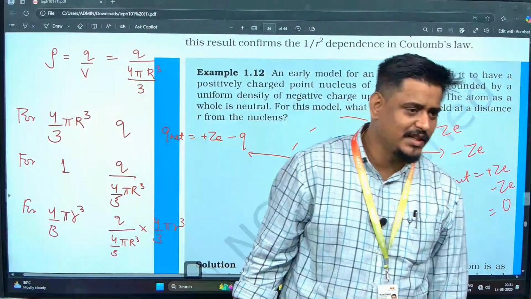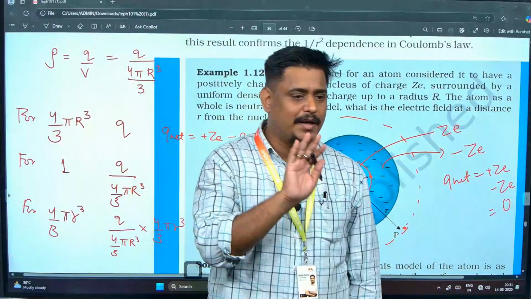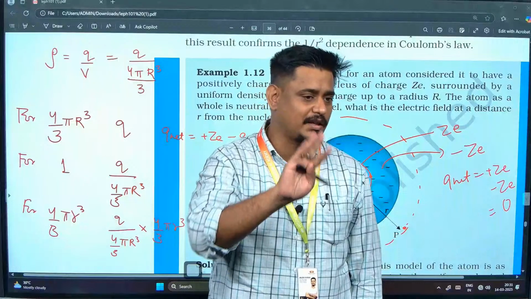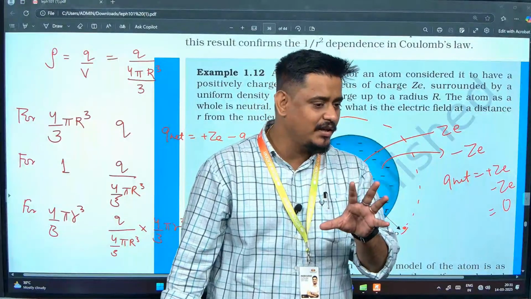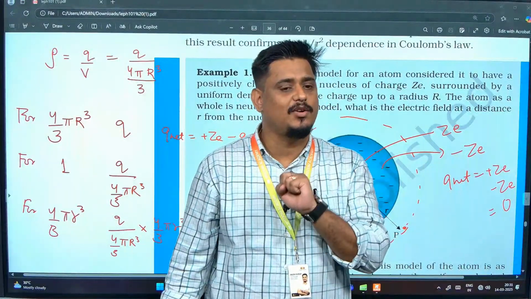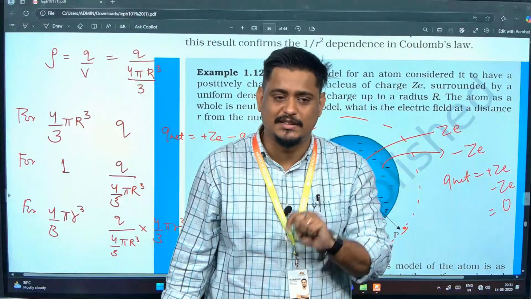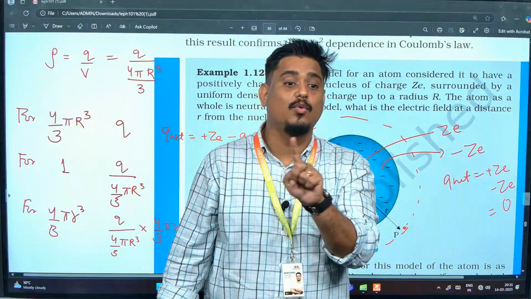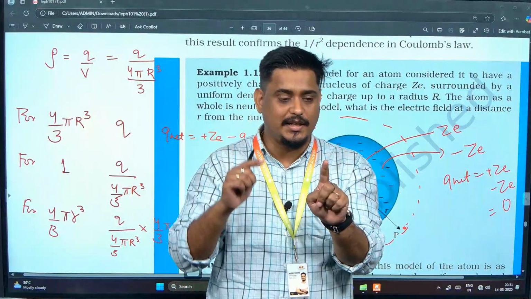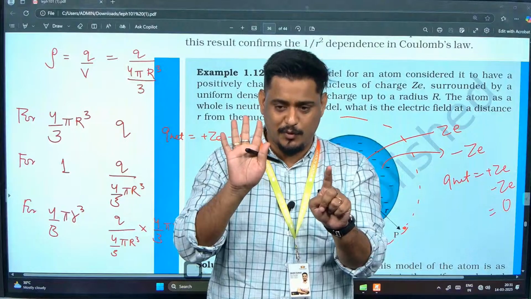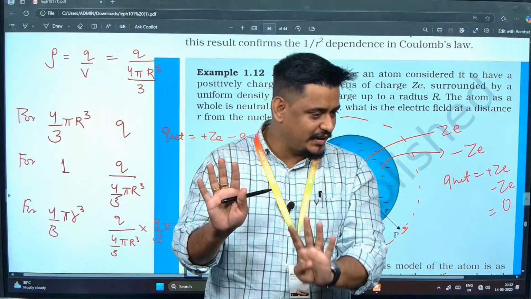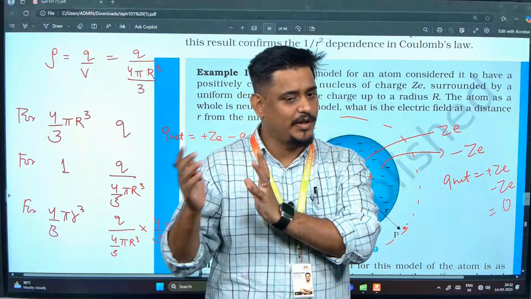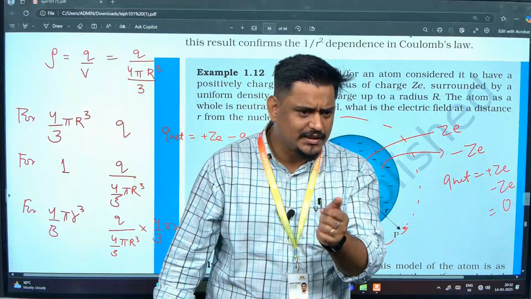What I am doing is, if 20 bananas are costing 100 rupees, what is the cost of 4 bananas? How do you solve this in 6th class? 20 bananas, 100 rupees. So 1 banana is 100 by 20, which is 5 rupees. So 4 bananas is 5 into 4, which is equal to 20 rupees. Am I right? Same thing I am doing.